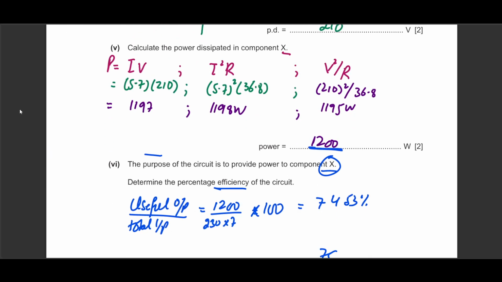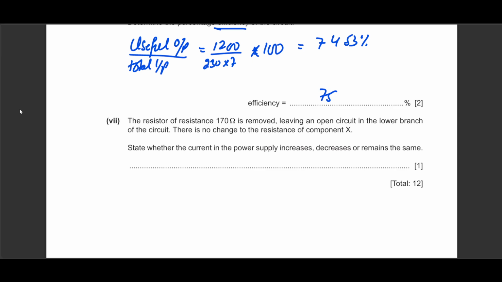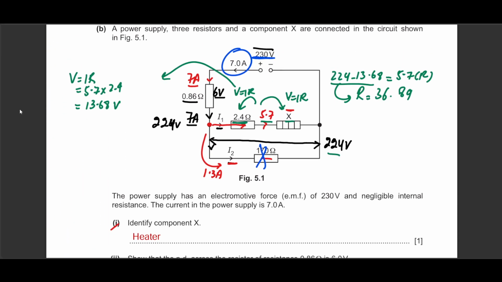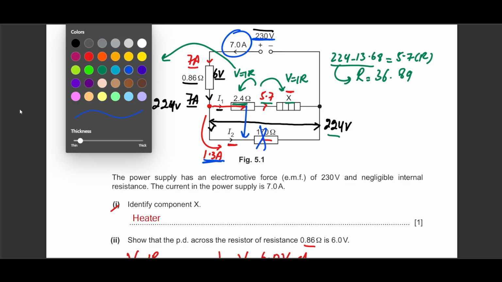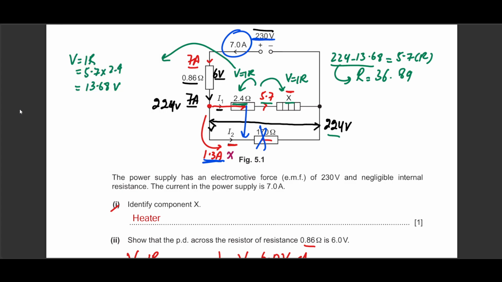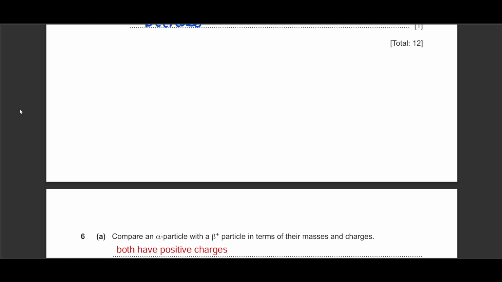The resistor of resistance 170 ohm is removed, which means that this branch does not exist anymore. It is removed, leaving the circuit open in that branch and the load branch. There is no change in the resistance of component X. State whether the current in the power supply increases, decreases, or remains the same. The current will decrease because the whole combination is in parallel branches. You see, the 1.3 amperes that it generally demands will now no longer exist, eventually putting less load on the supply. So the supply has to provide less current as compared to before. That's why the current is simply going to decrease.